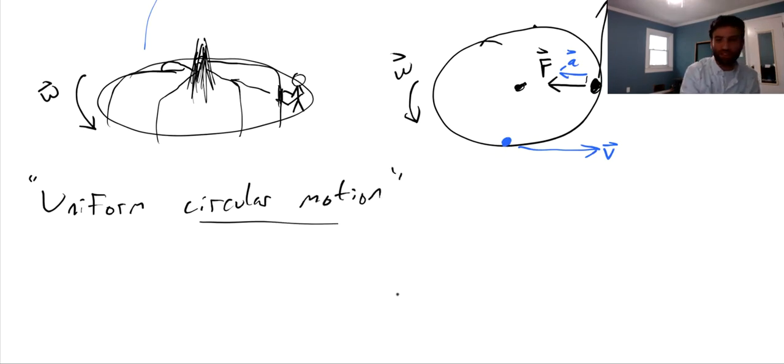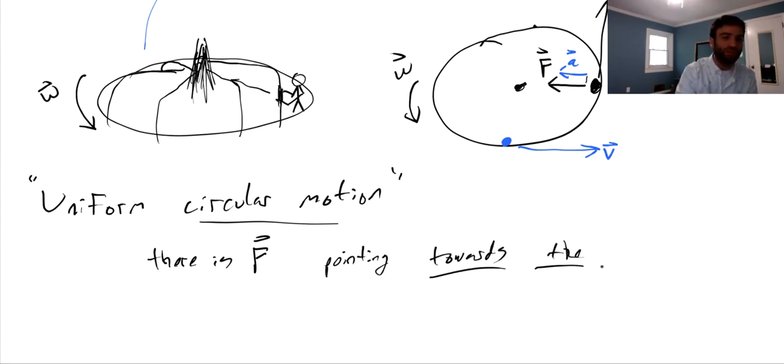Circular motion because you're going in a circle, and uniform because we're talking about moving at a constant speed. And in this type of motion, that means that there's a force. So there is a force. To have uniform circular motion, you must have a force pointing towards the center of rotation, of revolution of the circle.